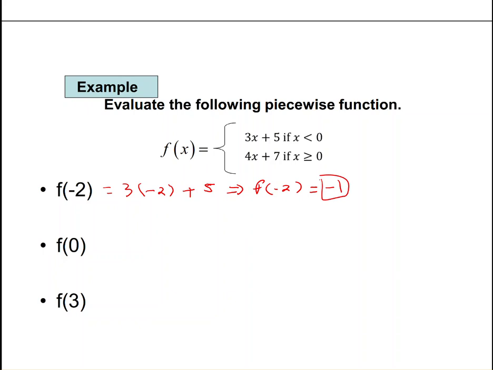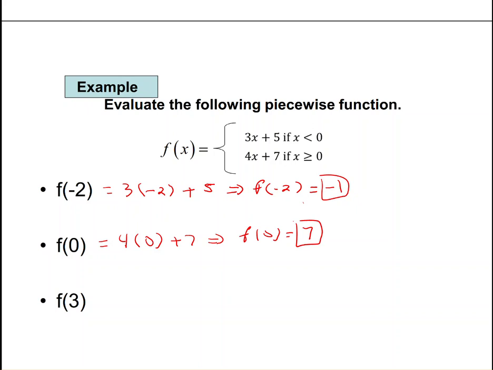What about f of 0? Is 0 less than 0, or is 0 greater than or equal to 0? Well, 0 is greater than or equal to 0, so we will use that second expression, 4x plus 7, replacing the x with 0. Then again, we evaluate. 4 times 0 is 0, and 0 plus 7 is 7. So when x is equal to 0, the value of the function is 7.